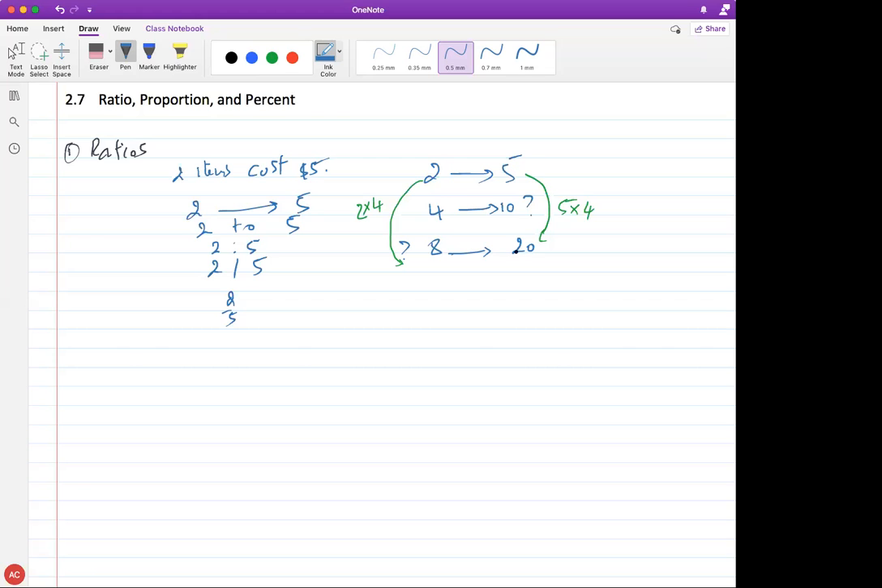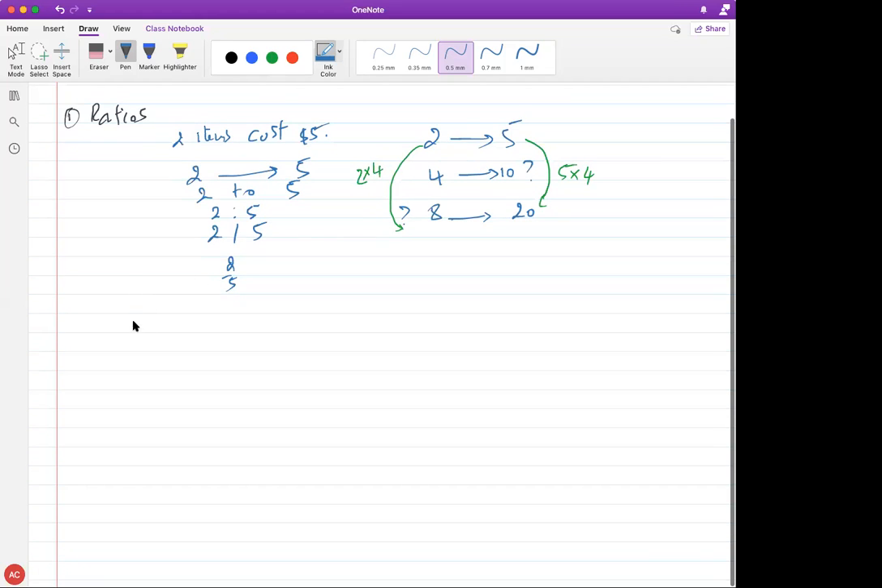So this changed into 20 by 4, and this also by 4. Or you can look at it from here. This basically doubled, and this also doubled. You times this by 2, you times this by 2. So all based on this ratio here of 2 to 5.